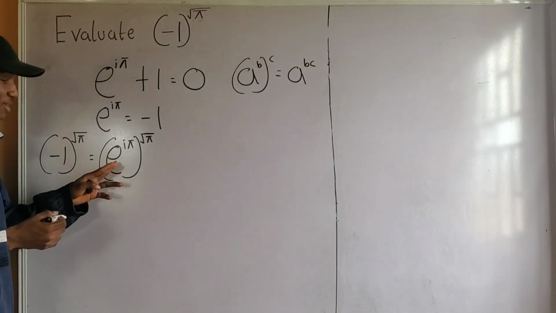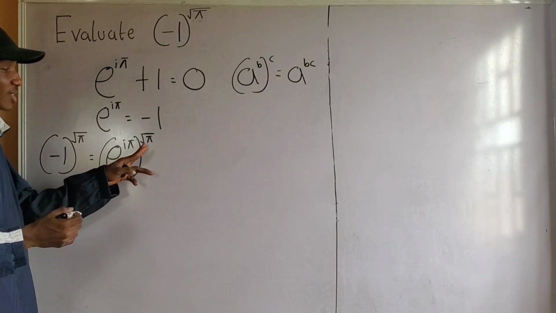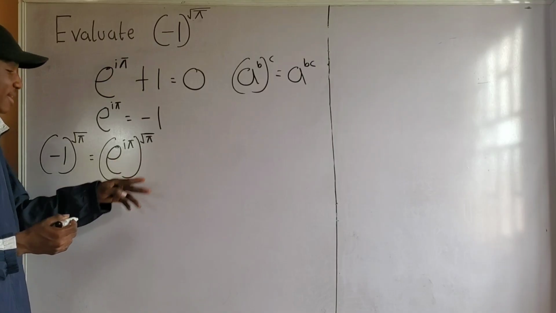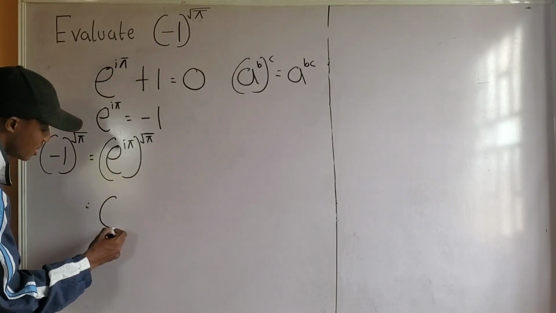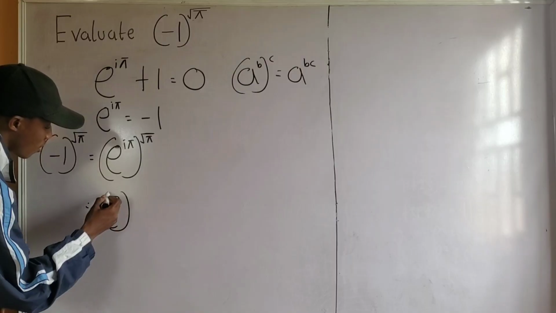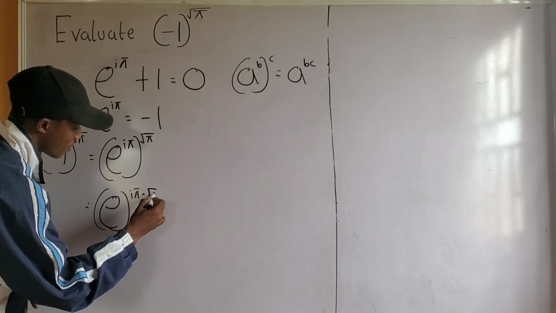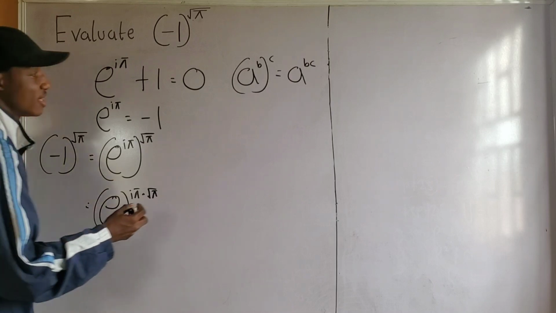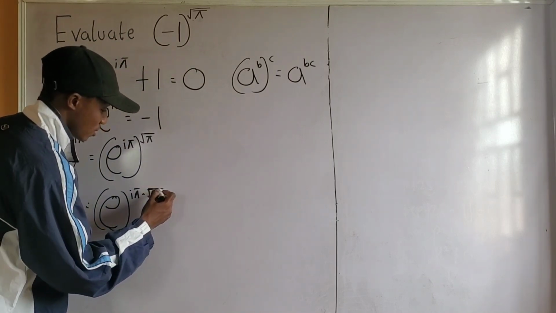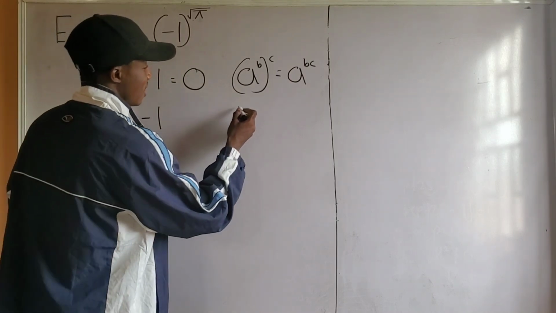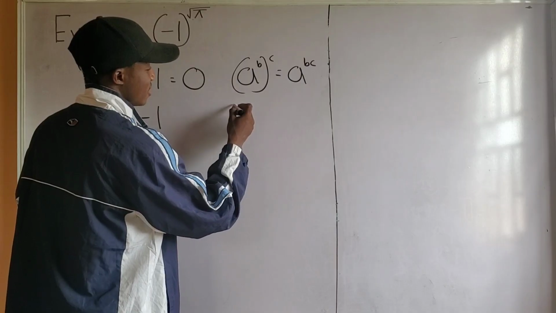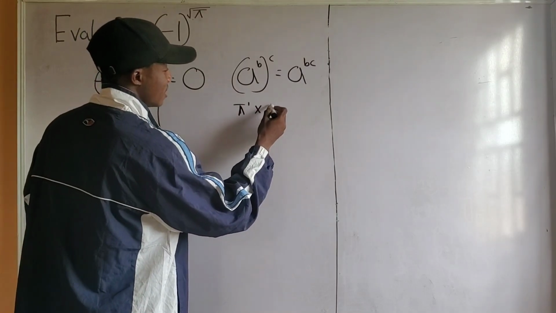So if I have e to the power of i pi raised to the power of square root of pi, I'm going to have e raised to the power of i pi multiplied by the square root of pi. Do you understand? Now listen to me carefully. Square root of pi, sorry, pi raised to the power of 1 multiplied by the square root of pi.